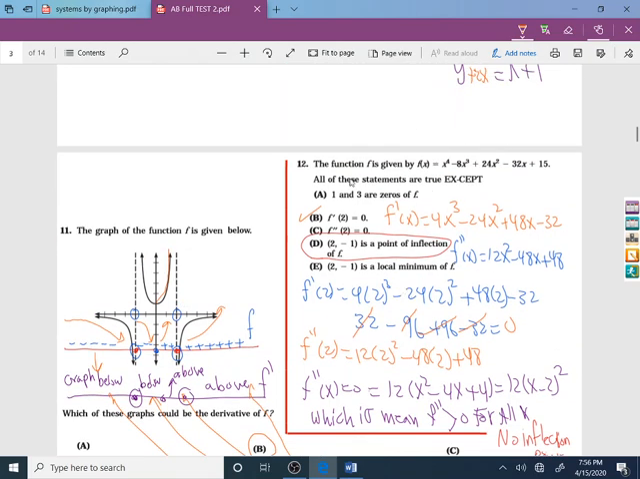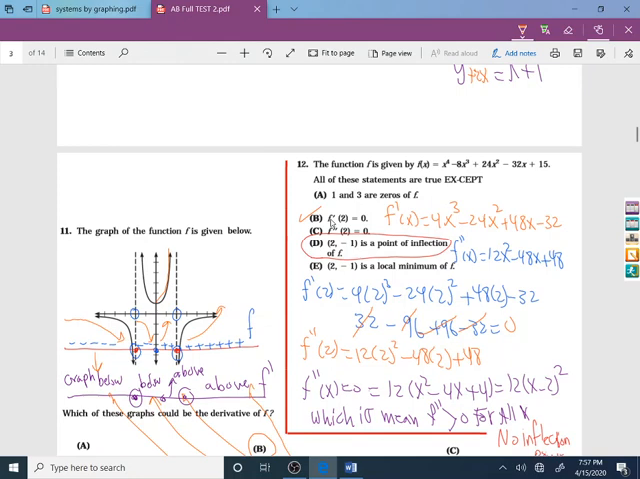Okay, 12. The function f is given as x^4 minus 8x^3 plus 24x^2 minus 32x plus 15. All of these statements are true except: 1 and 3 are zeros of the function. You just plug 1 and 3 into the function. 1 minus 8, look, it's easy, plus 24, you find this one is true. You plug the values 1 and 3 into the function.